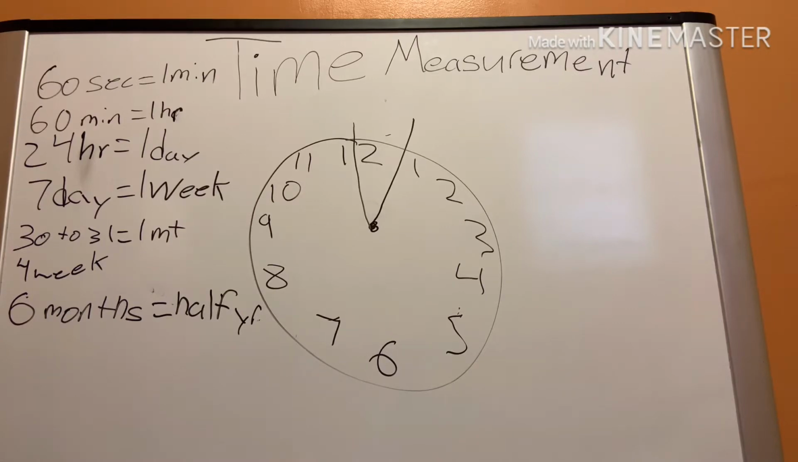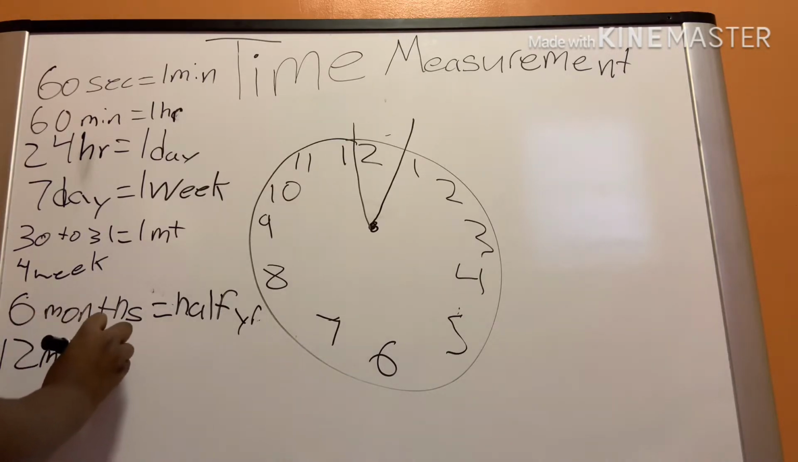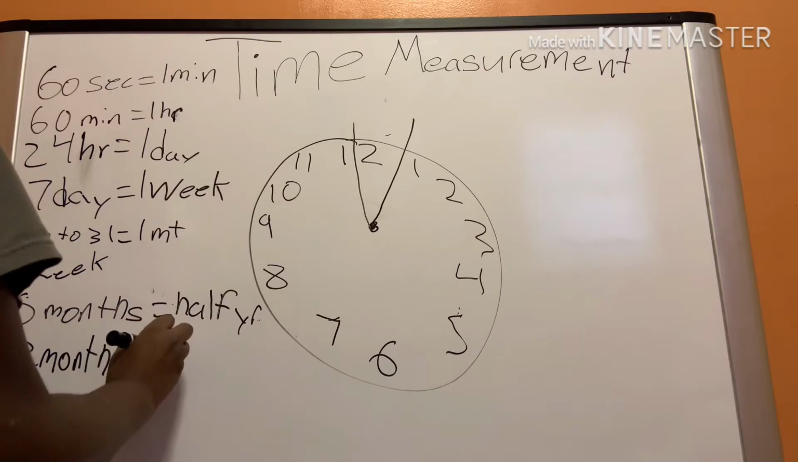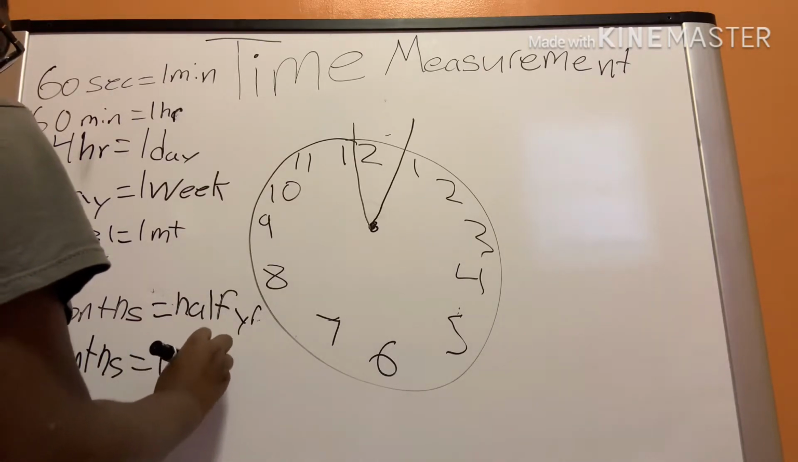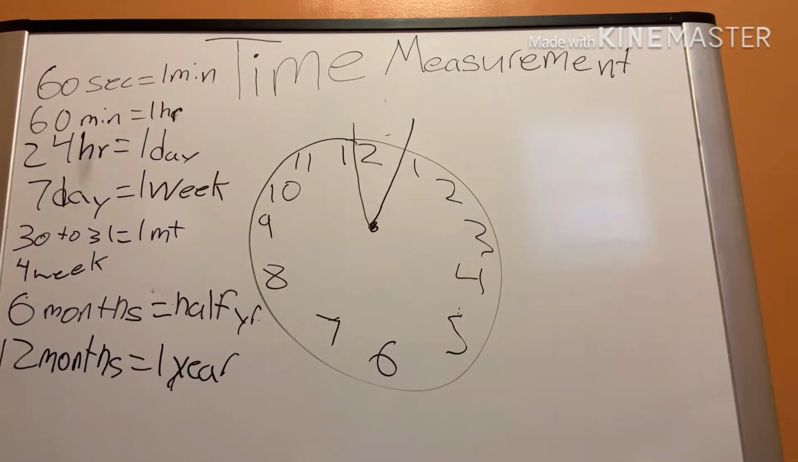So for every 12 months, you will get 1 year, one common year. So for every 12 months, you get one common year. It's equal to 1 year. But I'm just going to put 1 year. And now I'm going to hit the year.